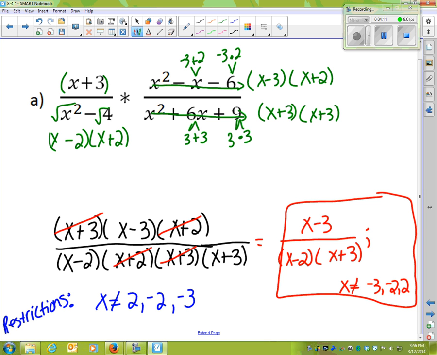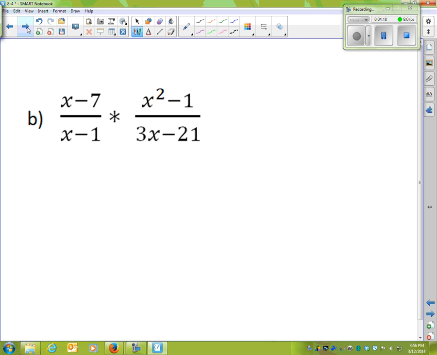All right, take a look at letter B. Since we factored several of them together now, I want you to try one. Try letter B, push pause while you do your work, and then resume play to check your answer.